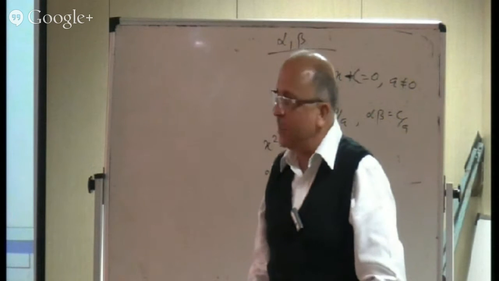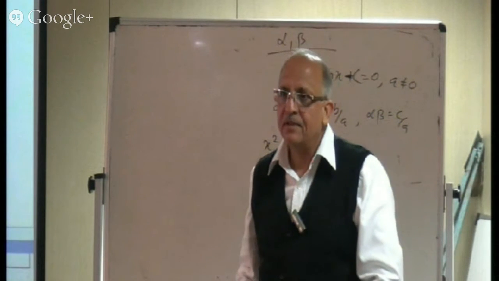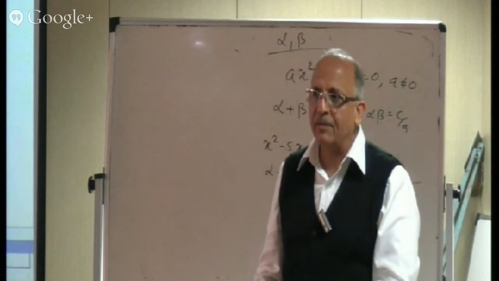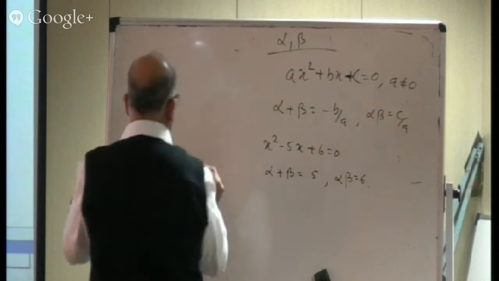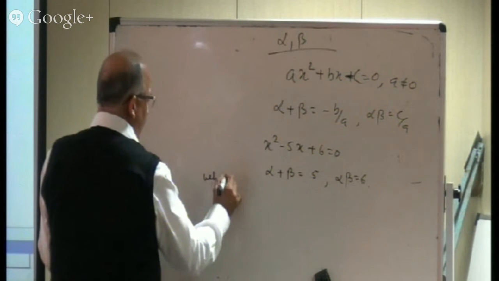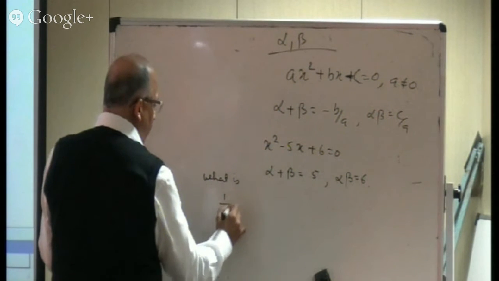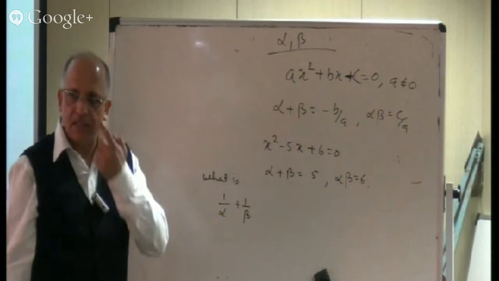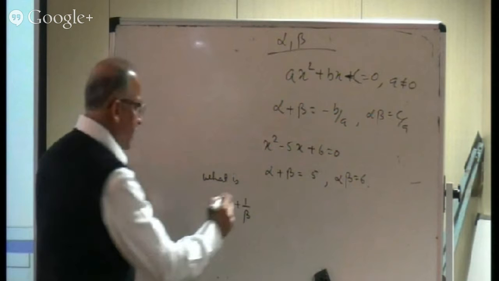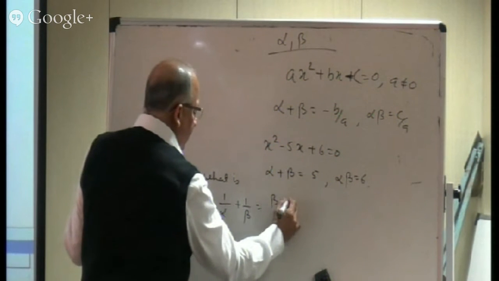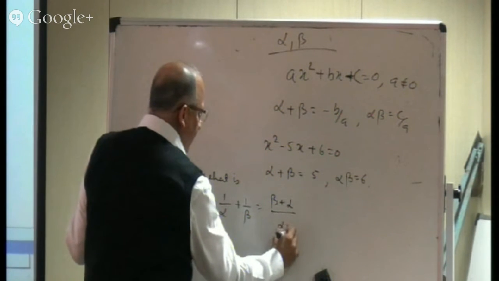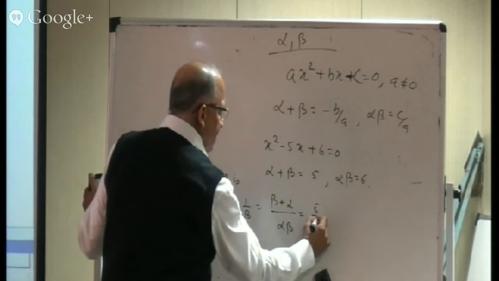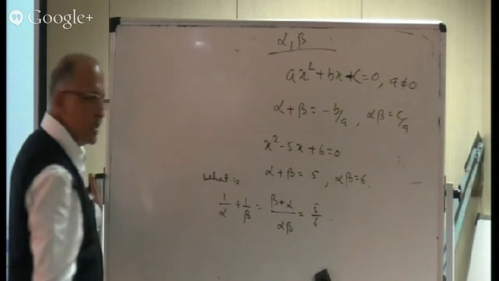You may be asked to find values of, say, expressions containing alpha and beta. Suppose somebody asks you, what is the value of 1 upon alpha plus 1 upon beta? This is simple to find. We take LCM, we get beta plus alpha divided by alpha beta, but beta plus alpha is known to us, 5 and this is 6. So it is simple.